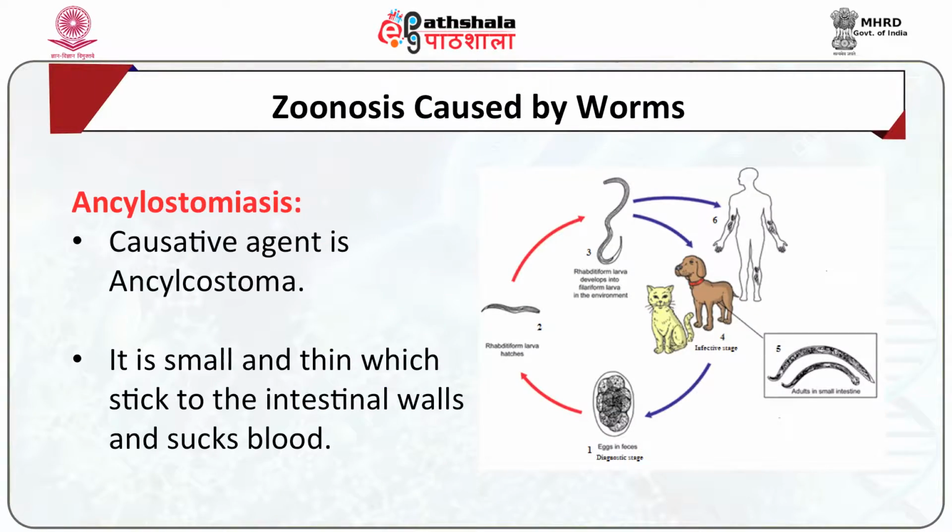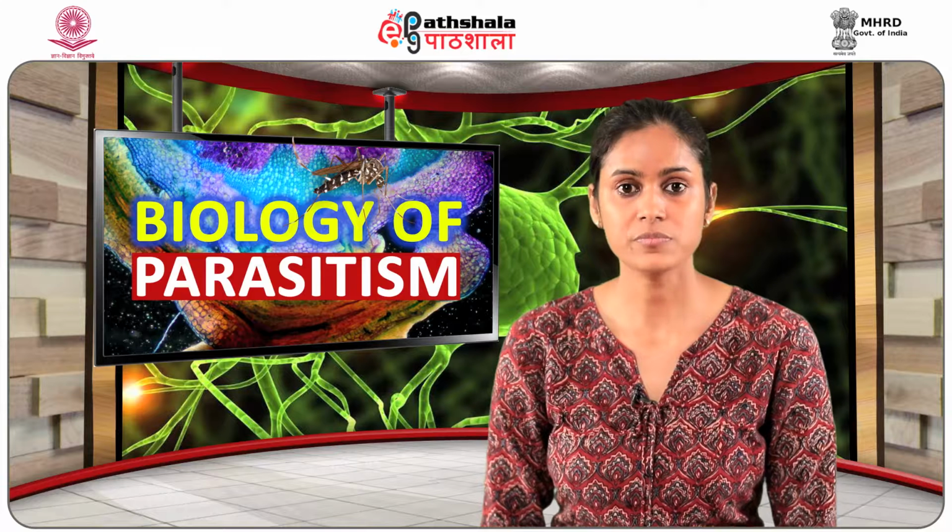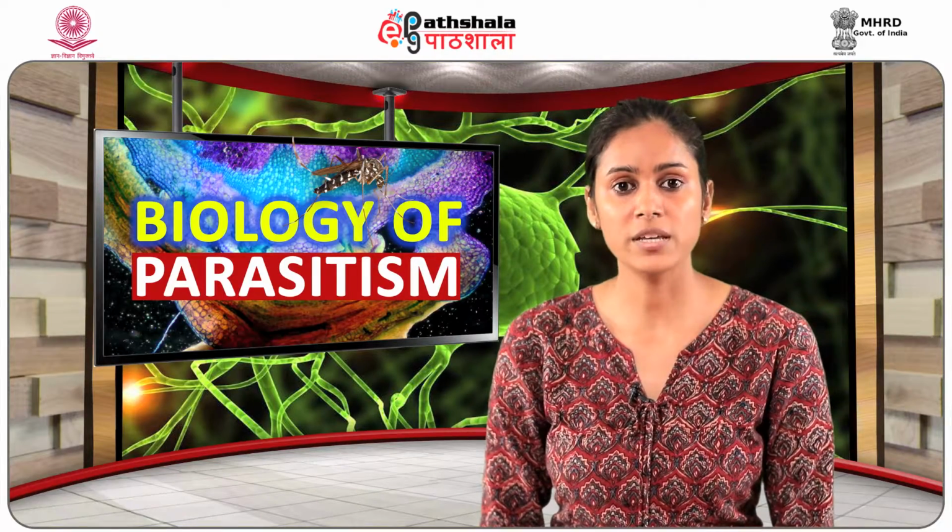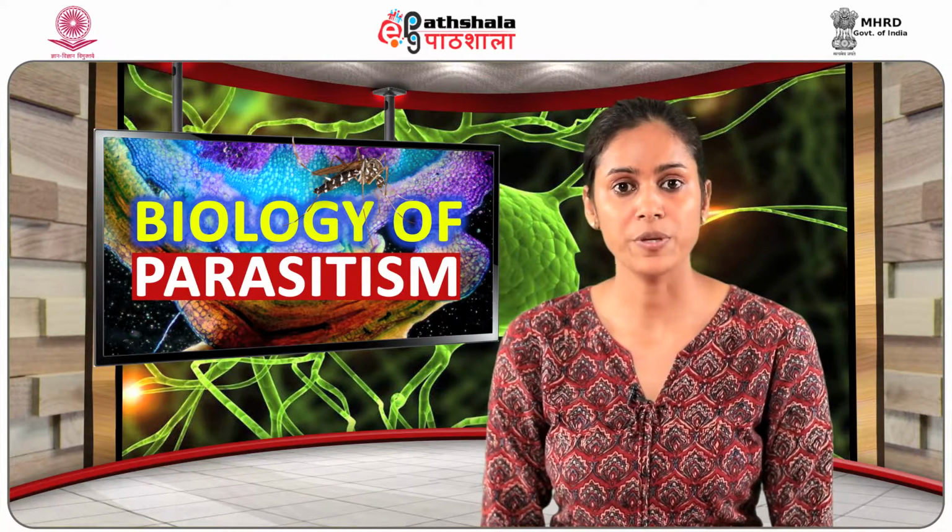Next disease is Ancylostomiasis. The causative agent is Ancylostoma duodenale. It is a parasitic nematode worm commonly known as Old World hookworm. It lives in the small intestine of hosts such as humans, cats and dogs, where it is able to mate and mature. It is small and thin, sticks to the intestinal walls and sucks blood. This parasite normally infects kittens and puppies.